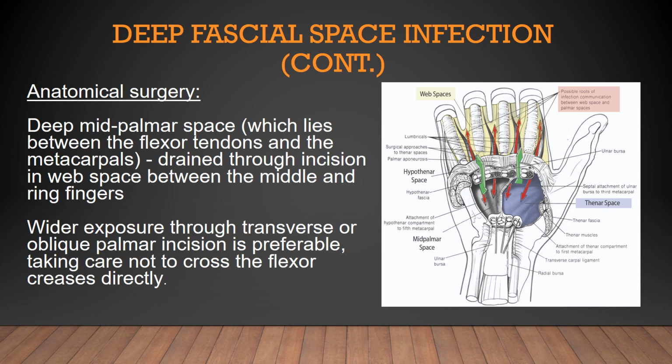And you can see here the anatomical picture where the deep mid-palmar space, which is here, lies between the flexor tendons and the metacarpals. They are drained through an incision in the web space between the middle and the ring fingers. So this is the middle finger and this is the ring finger. Wider exposure through a transverse or oblique palmar incision is preferable, taking care again not to cross the flexor creases directly. As I have mentioned earlier, the incision should not cross the flexor creases because of the vessels underlying it.